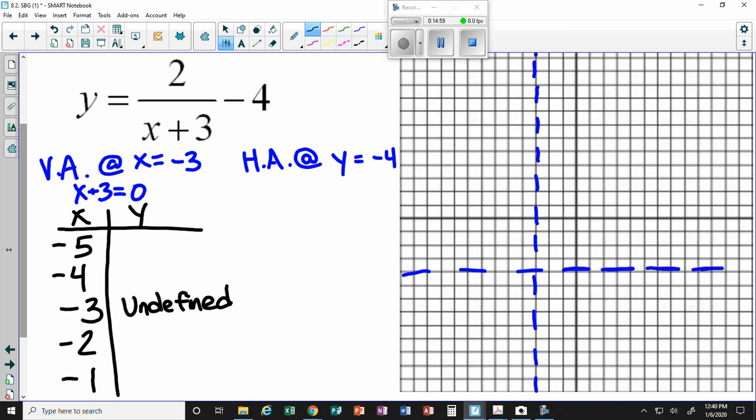Make sure when you do it though, this is going to end up being what? So if I were to plug in -5, I would have 2 over negative 5 plus 3 minus 4. So if I didn't have a calculator and I had to evaluate that, this would be 2 over negative 2 minus 4. So what's 2 over negative 2? Negative 1. Negative 1 minus 4 is negative 5.